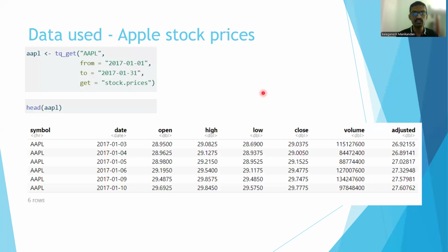The data that I used for this demonstration was the Apple stock price data, which I fetched using the tq_get function from the tidyquant package. I fetched the data for January 2017, and this is how the data looks. Notice that all the dates are sorted in ascending order, and here we have no data for 7th and 8th January, possibly because that was a weekend. Our goal here is to plot the adjusted price of the stock versus the date.